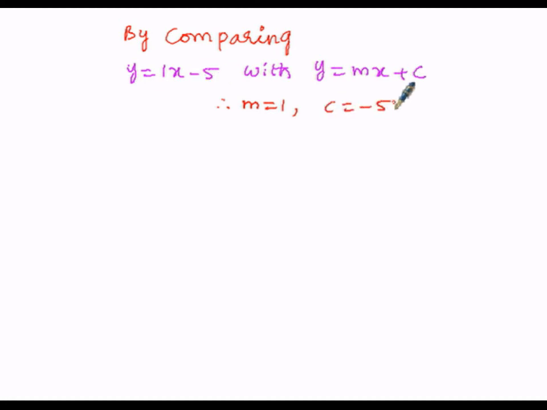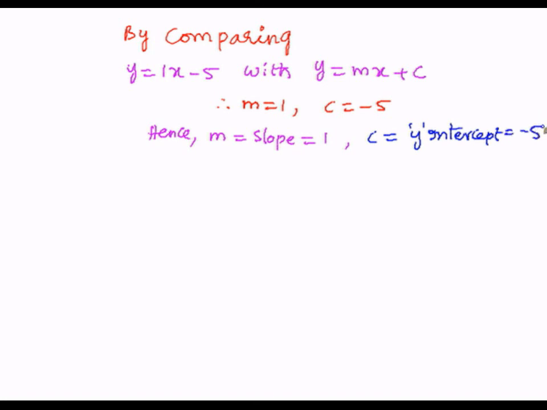In this manner I will be getting the slope of the line as 1 and the y intercept as minus 5. So hence m, which is nothing but the slope, will be equals to 1, and as well as c, which is nothing but the y intercept, which is equals to minus 5.